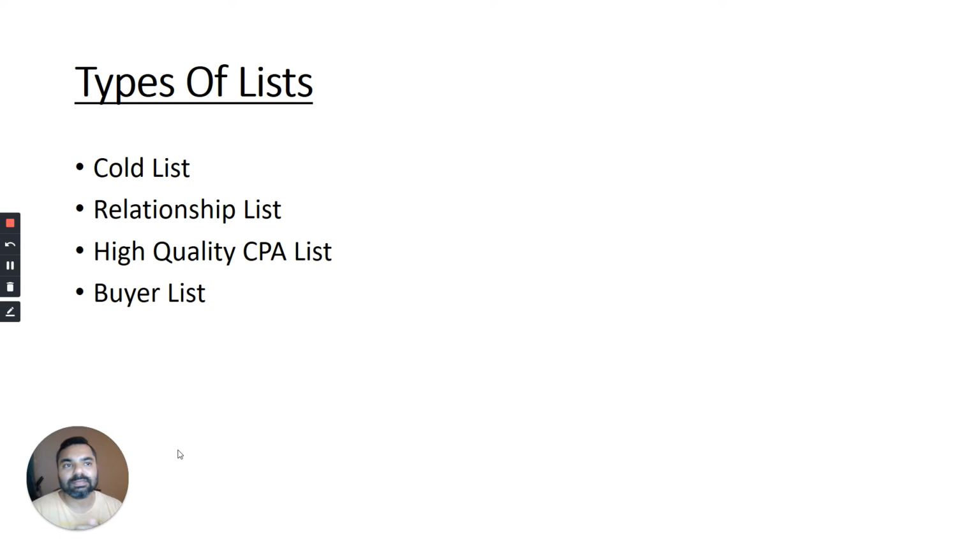And the fourth and final list is your buyer list. This is the list of people who have made purchases. So you know that they have money and they are really interested in building their business and are willing to invest.